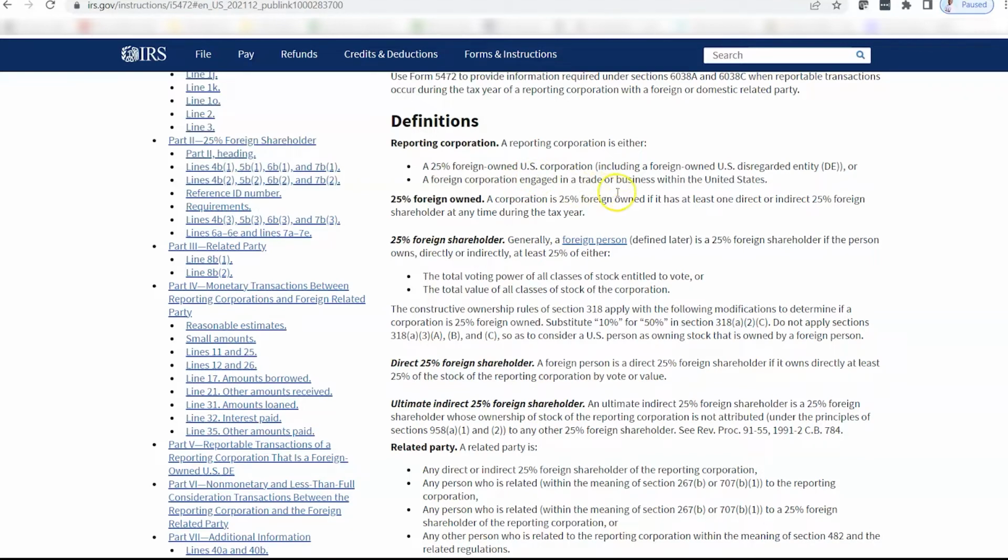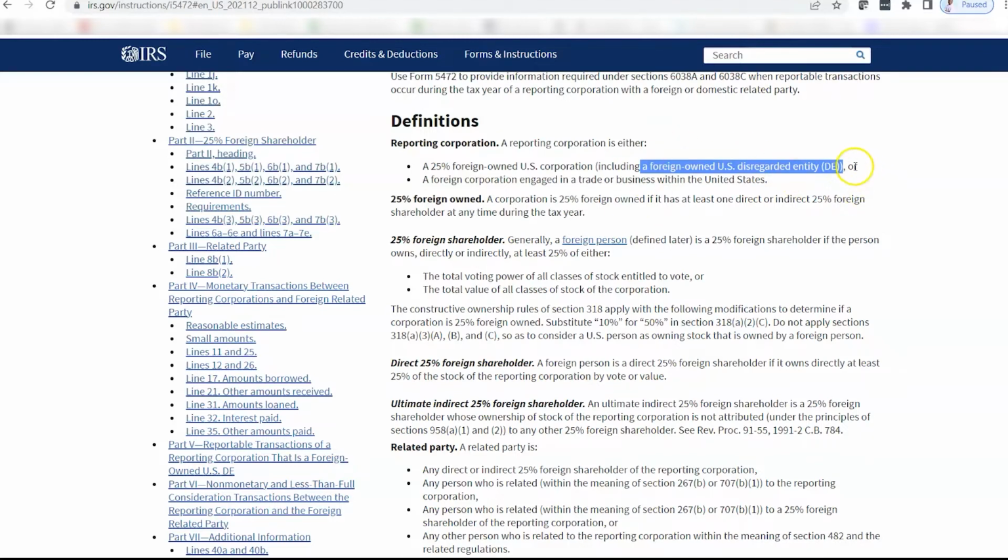The second group of entities that file these forms is a foreign-owned U.S. disregarded entity. So if you're a foreign-owned U.S. disregarded entity, which is a U.S. single-member LLC, for the specific purpose of filing Form 5472, your single-member LLC, which we always say is disregarded, is seen as a reporting corporation only for the limited purpose of filing Form 5472 and the pro forma 1120.